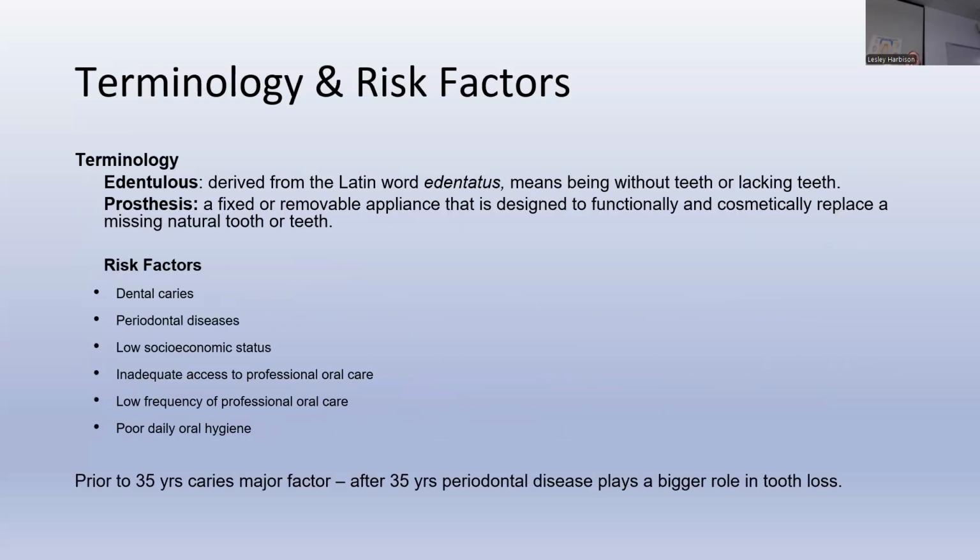Okay, so the terminology: edentulous, we've already talked about that, derived from the Latin word edentatus, means being without teeth or lacking teeth. And prosthesis, a fixed or removable appliance that's designed to functionally and cosmetically replace the missing teeth. At this stage in your schooling, you all know why people probably lose teeth. A lot of times they lose them because of dental caries or periodontal disease, but of course it can also be trauma. It could be some kind of medical condition that could certainly influence as well.